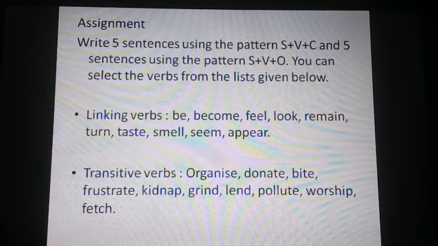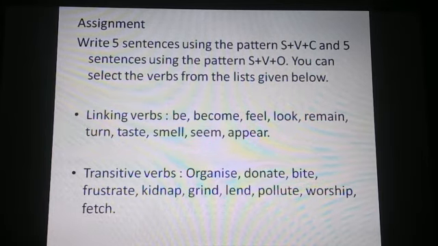Now please do the work in a rough notebook only, and please stick to the pattern while you are making the sentences. You can take a picture of the sentences that you have made in your rough notebook, and you can send those pictures to me on my WhatsApp number by 2 o'clock today or tomorrow.